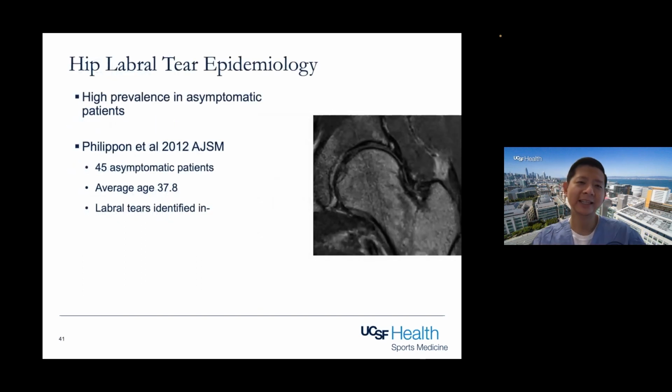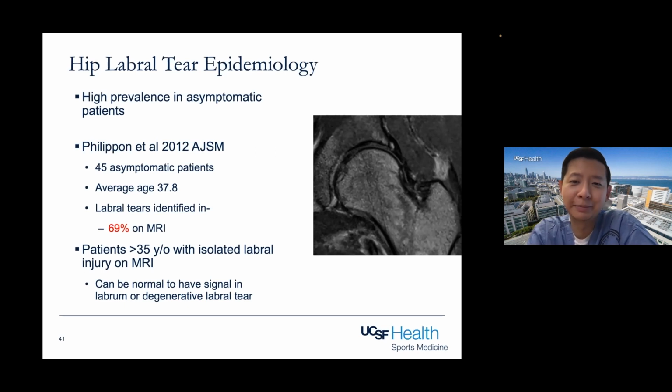In the hip, this is something I see a lot of patients for. There's a very, very high prevalence of asymptomatic labral tears. They did a study in Colorado where they imaged 45 asymptomatic patients. Average age was under 40. Labral tears were identified in 69% of those patients on MRI. So these are all asymptomatic patients. So for patients who are over age 35 or 40 with an isolated labral tear on MRI without any FAI or bony pathology, it can very well be just an incidental finding and not necessarily a pain generator.